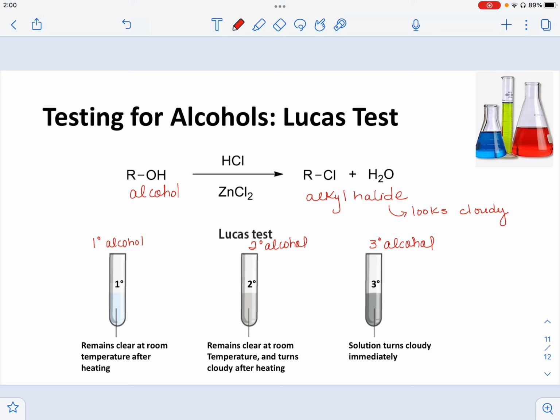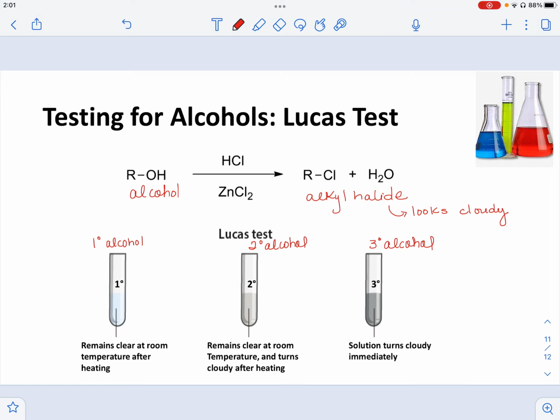In the YouTube video that you have in the lab sheet, you will see that tertiary alcohols, upon adding the Lucas reagent, which is the HCl and the zinc chloride, are going to turn cloudy immediately. On the other hand, the secondary alcohols and the primary alcohols are going to remain clear at room temperature.